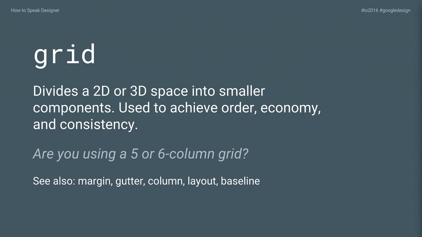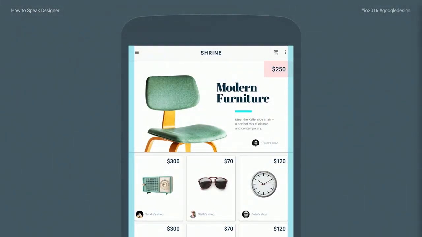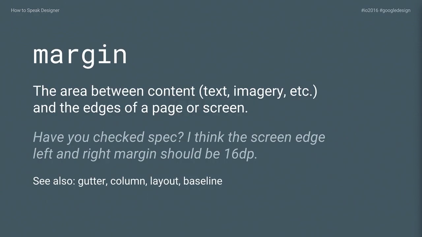It's really the tool that helps you solve a visual problem and organize information. And as the definition says, grids communicate order, economy, and consistency. And they provide a common structure and some flexibility to support different templates and organize content. Grid systems include things like margins, shown here in green. And margins are both functional and aesthetic.